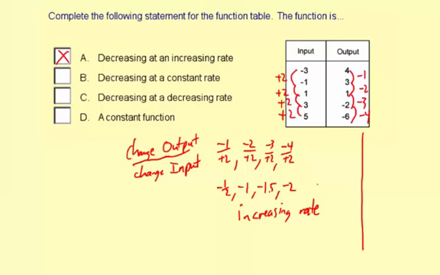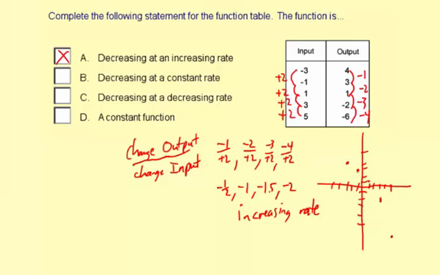If you want to sketch a graph here real quick, you can. So let's see, -3, 4, that would be right here. -1, 3, that would be right here. 1, 1 would be here. 3, -2 would be here. And then 5, -6 would be down here.